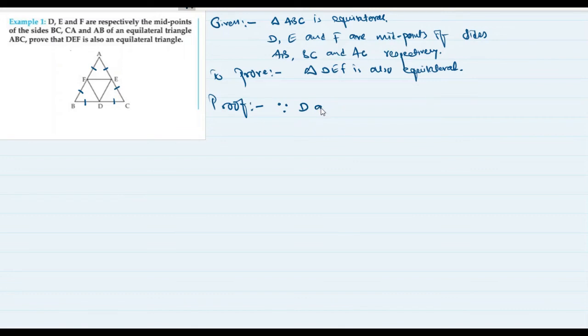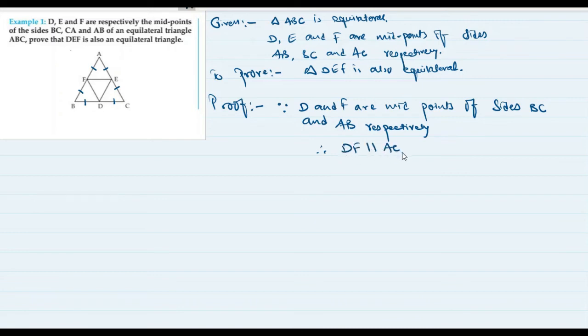Since D and F are midpoints of sides BC and AB respectively, therefore DF is parallel to AC and DF is half of AC by midpoint theorem.